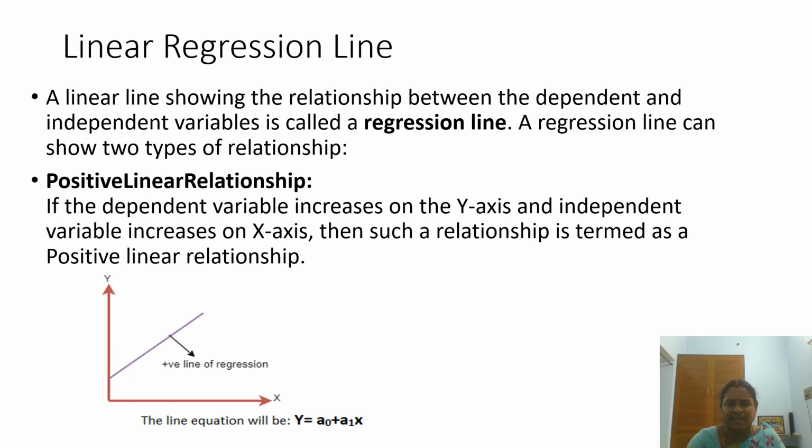The linear line showing the relationship between the dependent and independent variables is called the regression line. A regression line can be categorized into two types. One is the positive linear relationship. The other one is the negative linear relationship. If the dependent variable increases on the y-axis and the independent variable increases on the x-axis, then such a relationship is termed a positive linear relationship. The line equation will be y equal to a0 plus a1 of x, which denotes the positive line of regression.